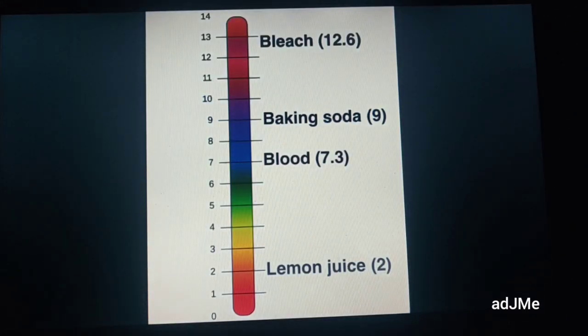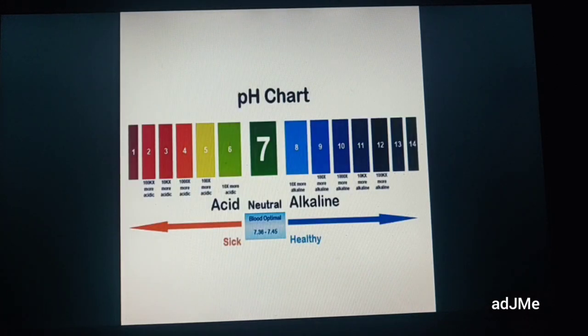You learn about this pH in physical science. I just don't want to go deep into that. So we will continue with our digestive tract.